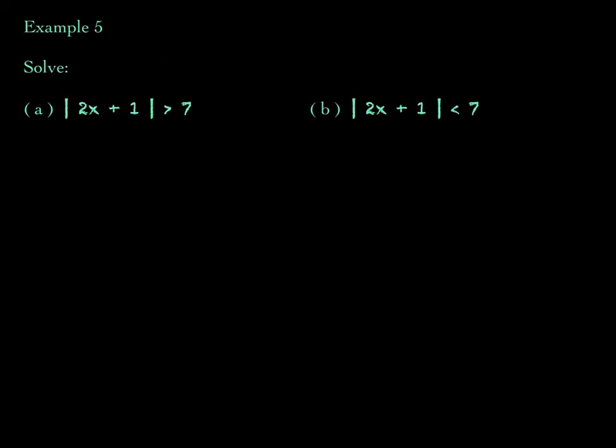Okay, guys, look at this next example. It says solve the following inequalities. The absolute value of 2x plus 1, we just graphed that. When is it greater than 7? The absolute value of 2x plus 1, when is it less than 7? So my tip here, my strategy, is please don't do more work than you have to. My strategy, or my tip here, is use the graph that you just created.